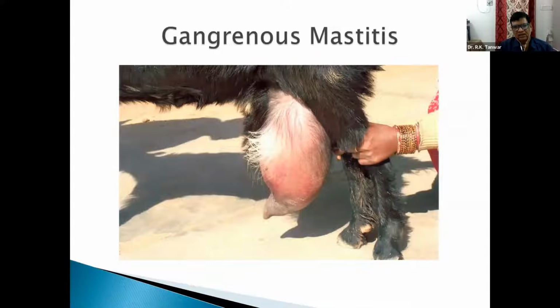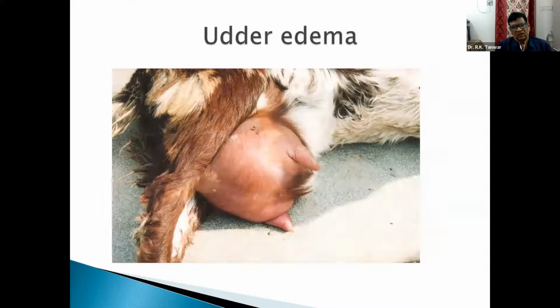This is a gangrenous mastitis. In the early stage there is a whole painful swelling. Later on, it turns into bluish discoloration, and even sometimes there is sloughing of the affected teat, or both teats are affected and sloughing. This is a udder edema where the udder has enlarged severely, and if you apply some pressure, there is difficulty in milking. Milk is normal, but if you give the treatment, in 2 to 3 days the animal becomes normal.